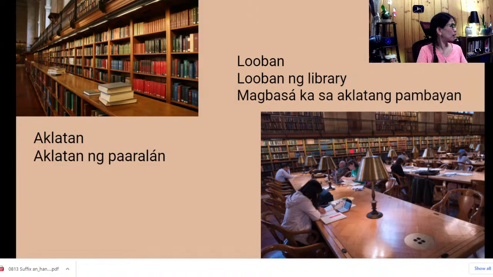What do we call our library here? Our library? Yes, just library. Well, it's the Troy City Library. City library is what you call it, right? Magbasa ka sa city library. Magbasa ka sa aklatang panglunsod. Aklatang panglunsod, city library. Or yes, pambayan is panglunsod, it's the same. Magbasa ka sa aklatang pambayan. City library. Okay.